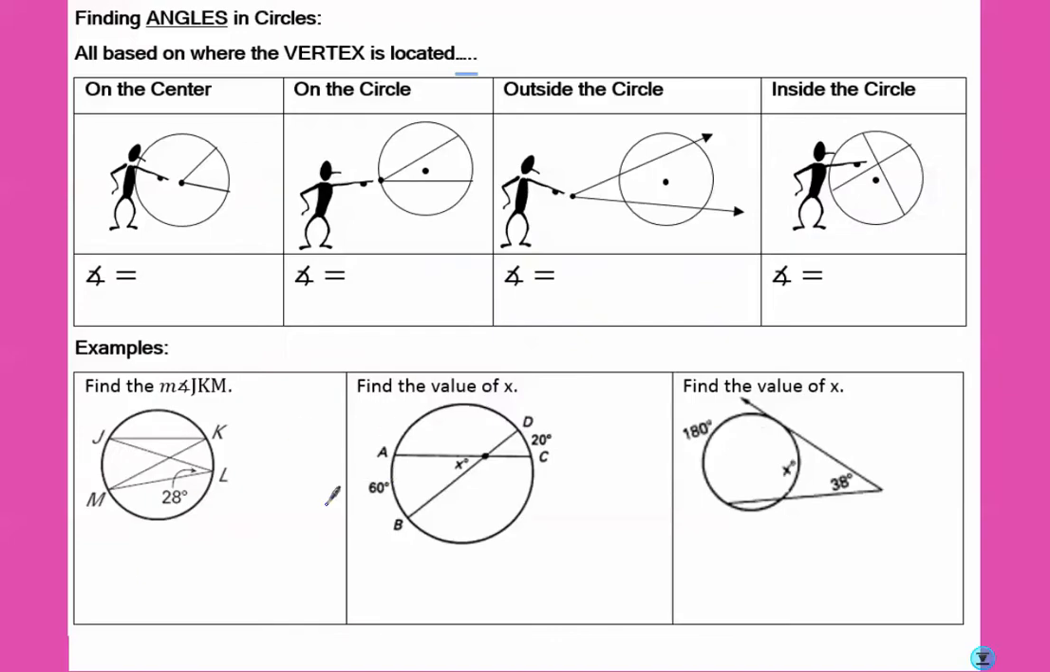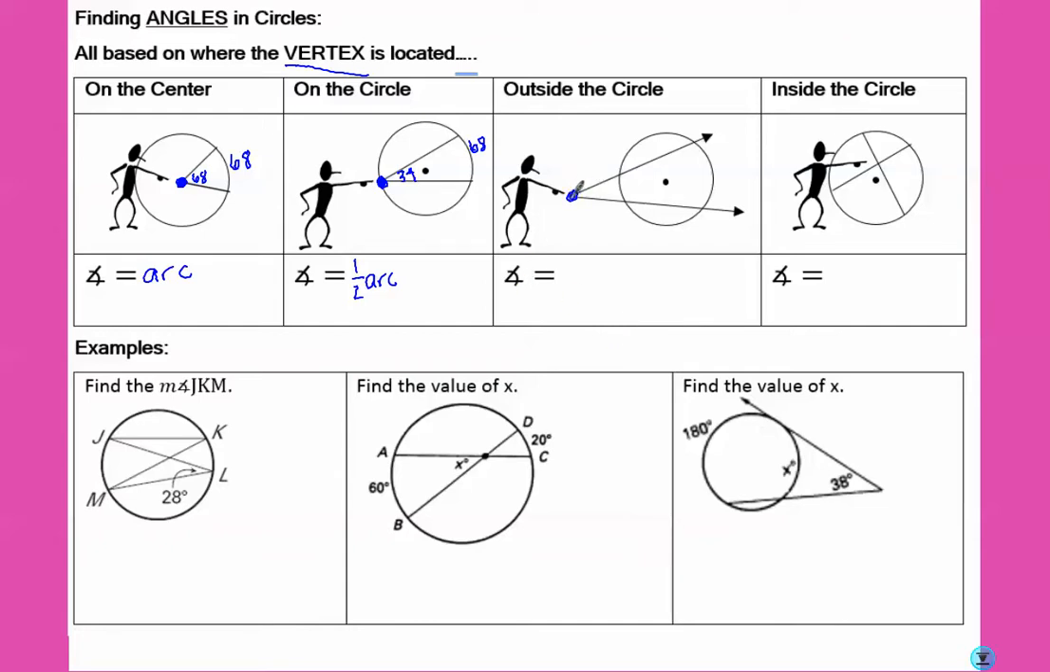Now let's look at some measurements within the circle. Finding angles in the circle is all based on where the vertex is, and the vertex is like the pointy part of the circle. So if the pointy part is on the center, then the angle is equal to the arc. So if this is 68, this is 68. If the vertex is on the circle, then it's equal to half the arc. So if this is 68, then this angle is 34.